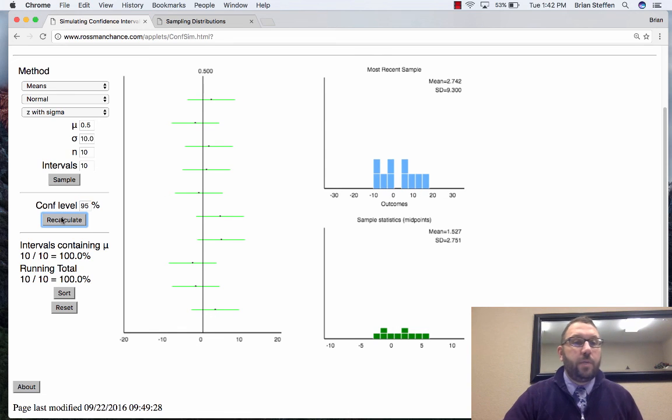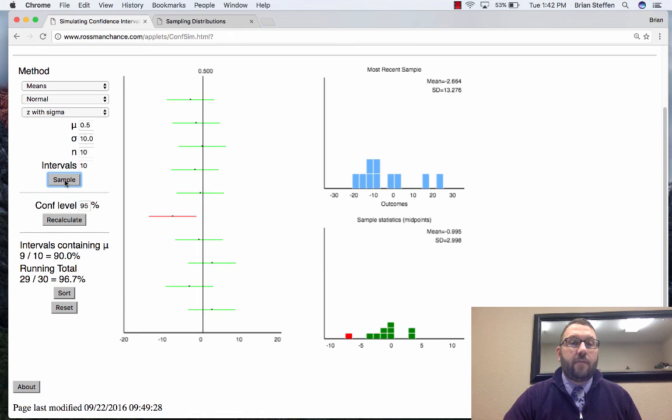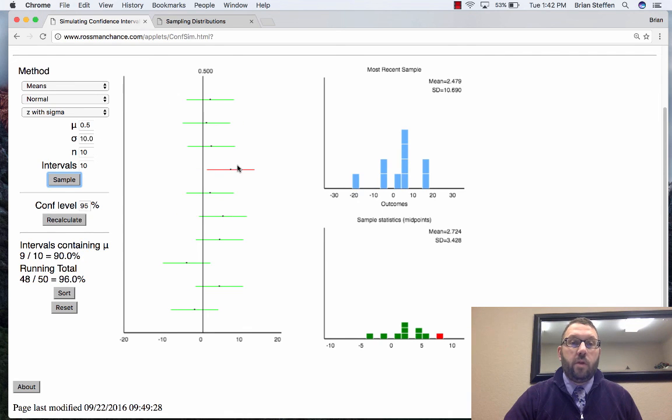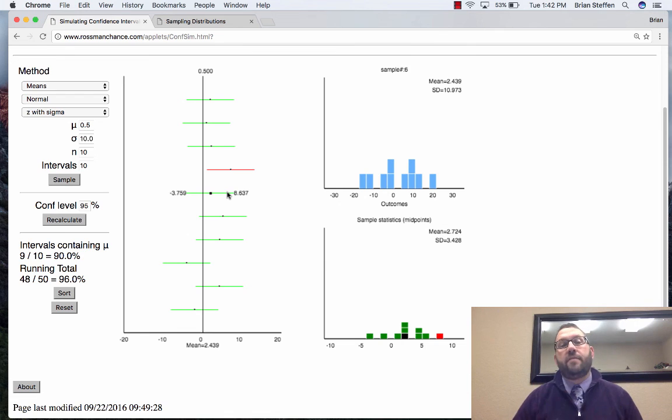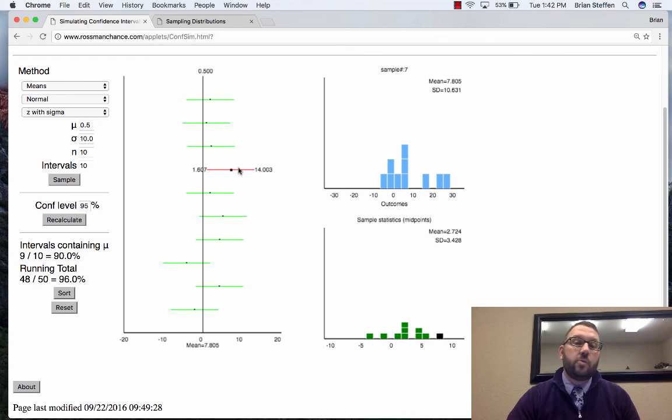But if I do this repeatedly, I'm going to expect that on average, about 95% of those intervals that I make will include the actual mean. With any one interval, I would say I have 95% confidence that the actual mean is in there. In this case, we know that it is because we can see that it is, but in most real life statistics, we don't know. So maybe we got that one. And then we go, but how do we know? The answer is we don't.